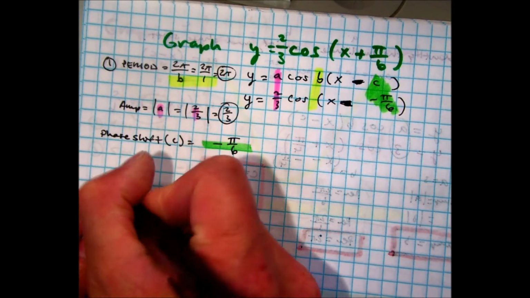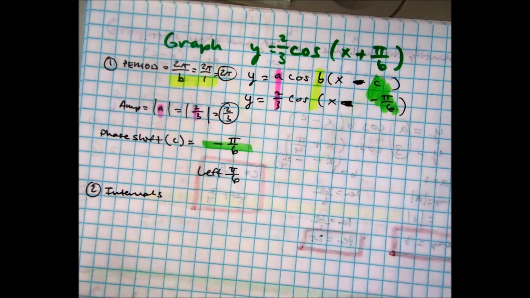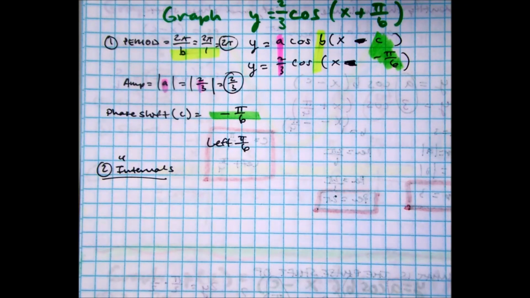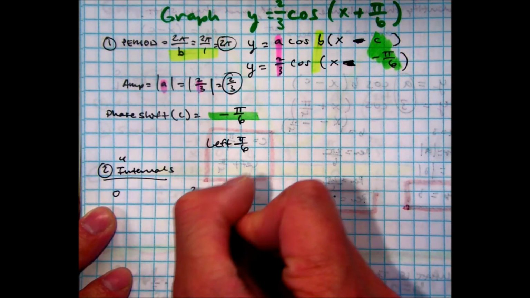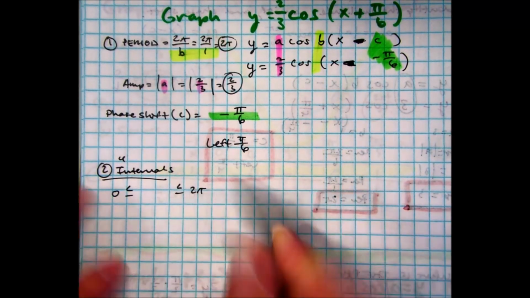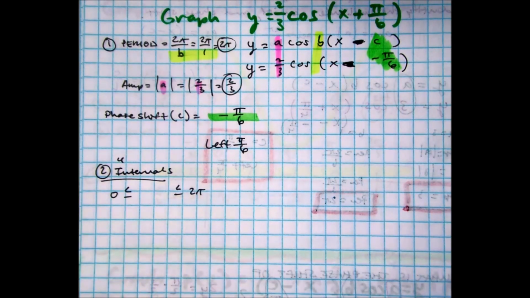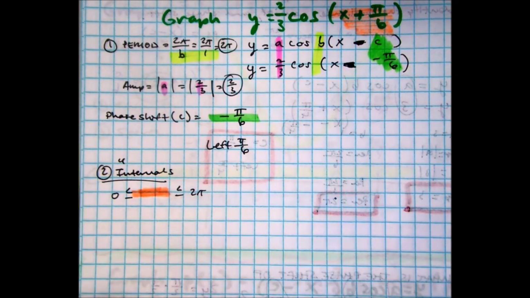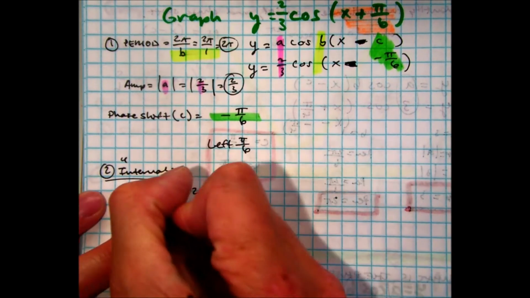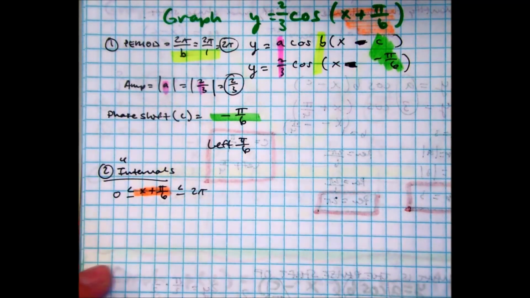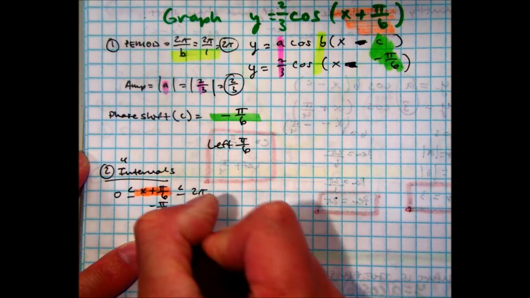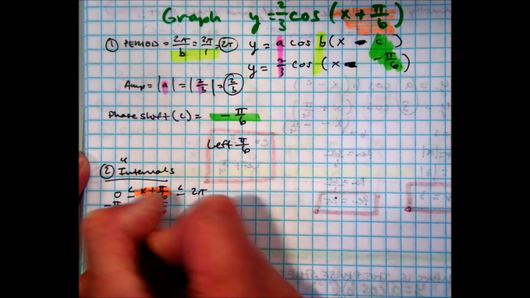Alright, to find our intervals now, my 4 intervals. This is a new part. We're going to put it now between 0 and 2 pi, and this will help us figure out the start and the end. So you're going to take that as your equation, x plus pi over 6, put it in the middle there. And here we're just going to solve and subtract pi over 6 in the middle. It's essentially 2 inequalities at the same time.